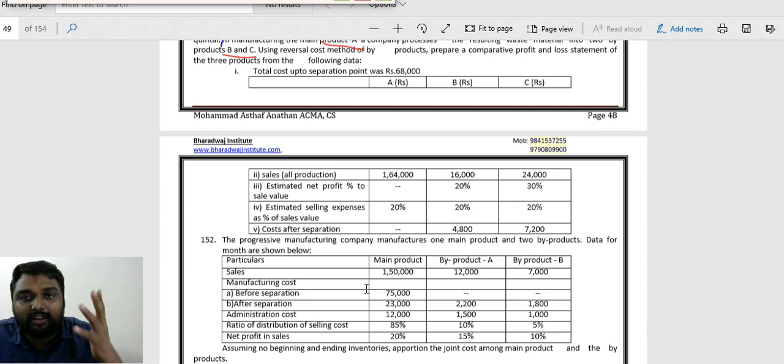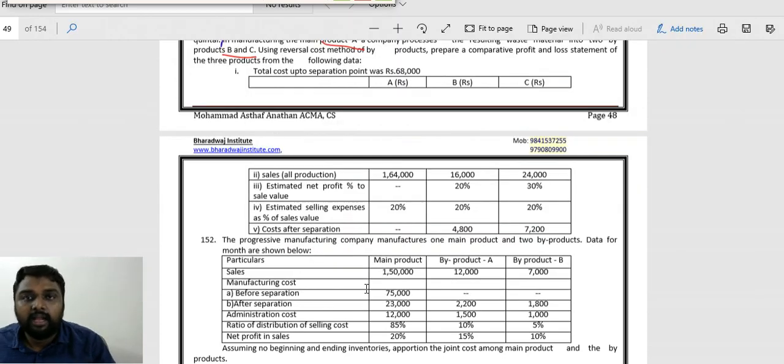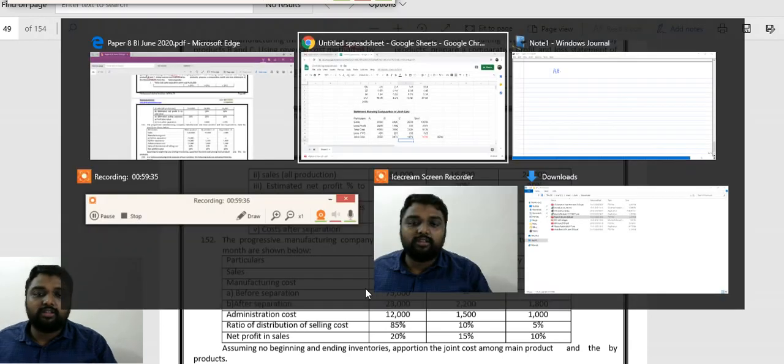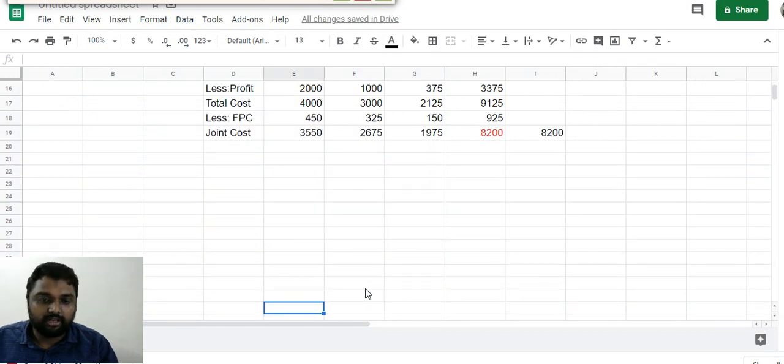For A, they haven't given it, so we don't need to bother. They have given for B and C. Since they have given for B and C, we find out B and C. The total's balancing figure will be A. They are asking us to find out the profit statement. If you want to do the profit statement, first we should know the cost details. So we are finding out the apportionment of cost. Are you ready? This also we will do through an Excel sheet, which will be very easy.